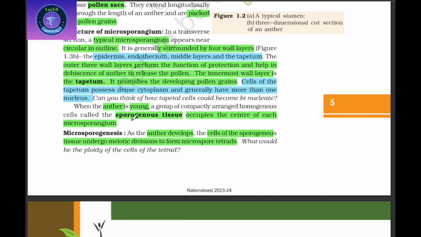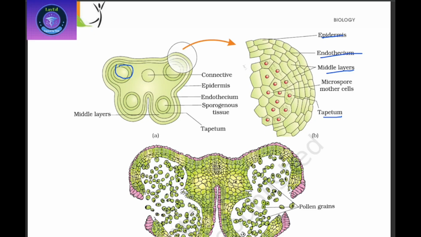I told you the anther is young. Now the anther is developing. As the anther develops, the cells of the sporogenous tissue undergo meiotic divisions to form microspore tetrads. Now imagine the situation. I'll take you back to the diagram.